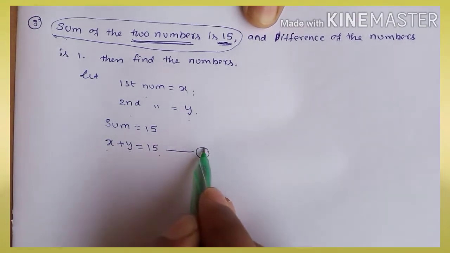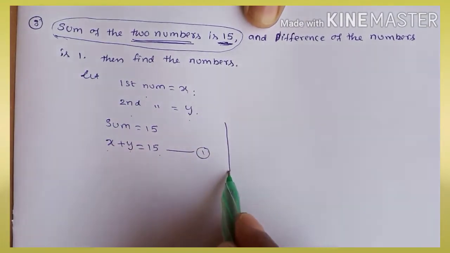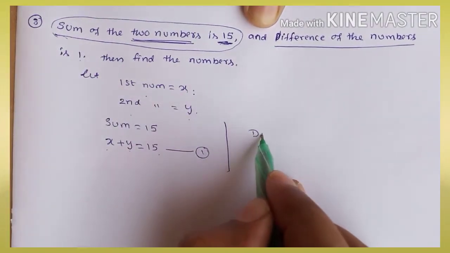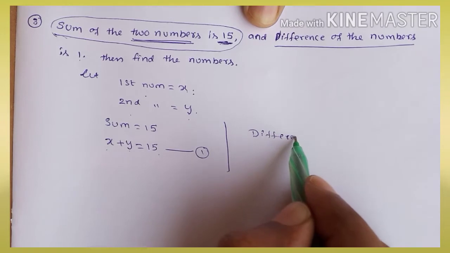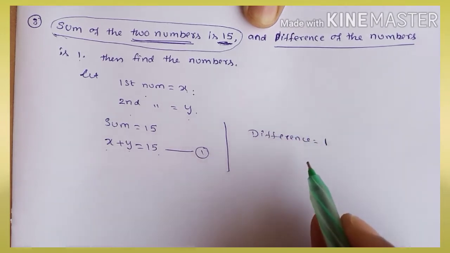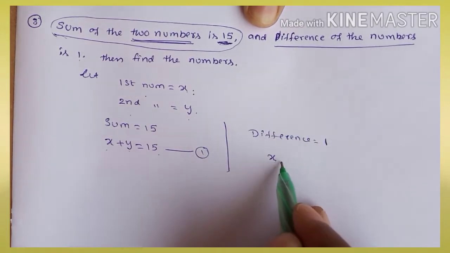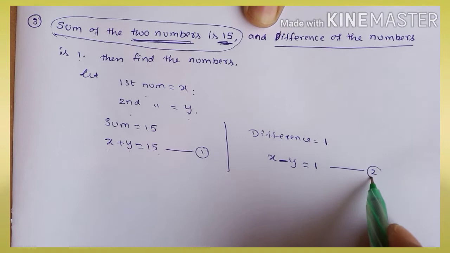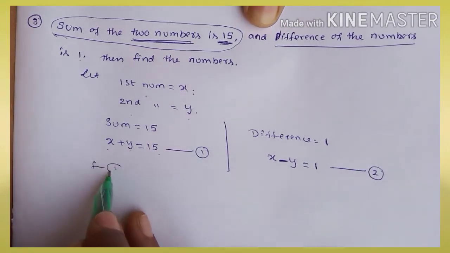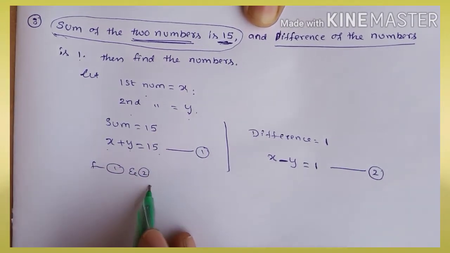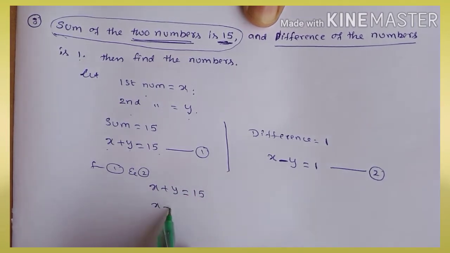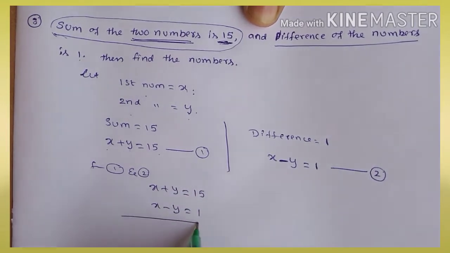This is equation 1. Now what is the second condition? The difference of the numbers is 1. Here, the given difference of the numbers is equal to 1. The first number is x, the second number is y. Their difference means x minus y is equal to the value 1. This is equation 2. We can say that from 1 and 2, x plus y is equal to 15, x minus y is equal to 1.